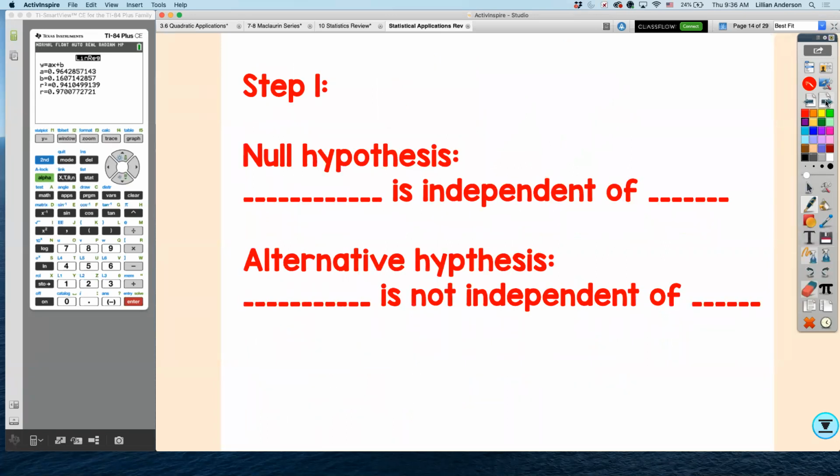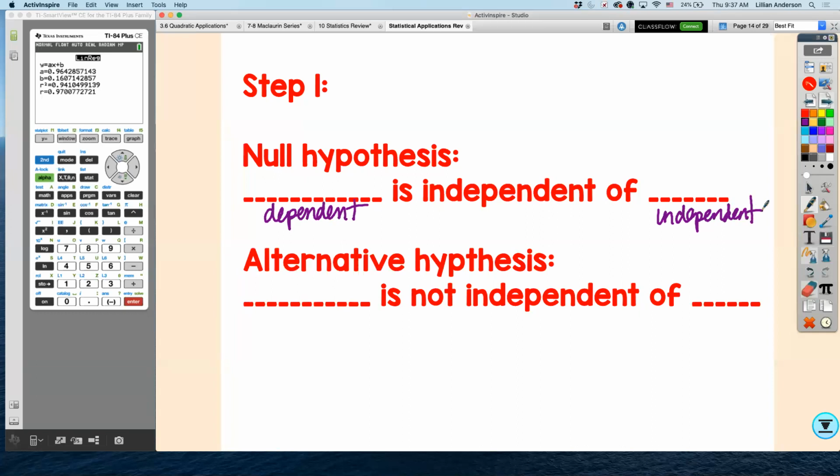So step 1, you do your null hypothesis. I put this here to make sure everybody understands this. Do not stray away from this setup. This is how you should write your null hypothesis: blank is independent of blank. Whatever your dependent variable is goes first, and your independent variable goes second. Do not stray away from this setup, okay?